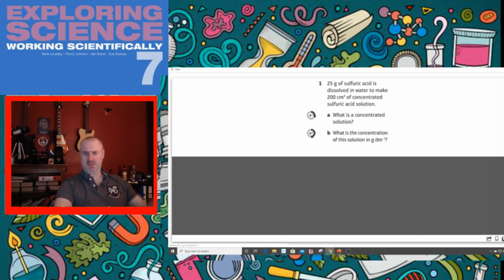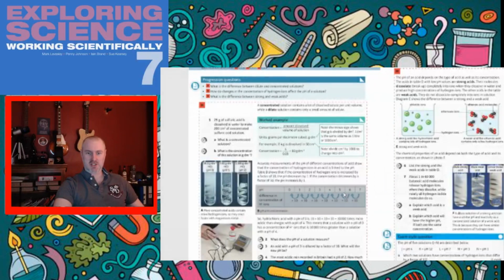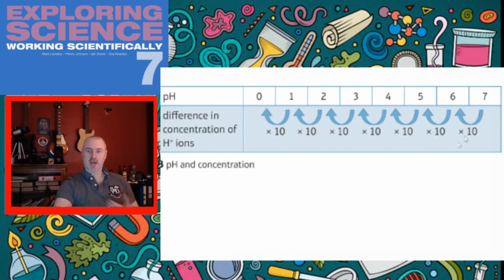Going back to concentration, let's have a look at that second objective. How do changes in the concentration of hydrogen ions affect the pH of a solution? Well, we talked about pH last lesson, and we said that anything below 7 is an acid. If it's above 7, it won't have hydrogen ions, which is why we don't have anything above 7 here, because it'll be an alkali. It'll have hydroxyl ions, OH minus. But here we have our H plus ions.